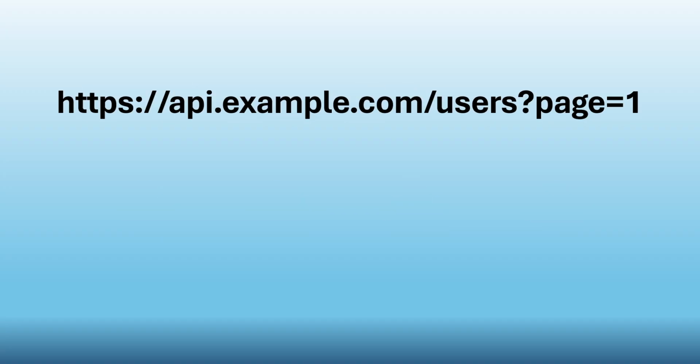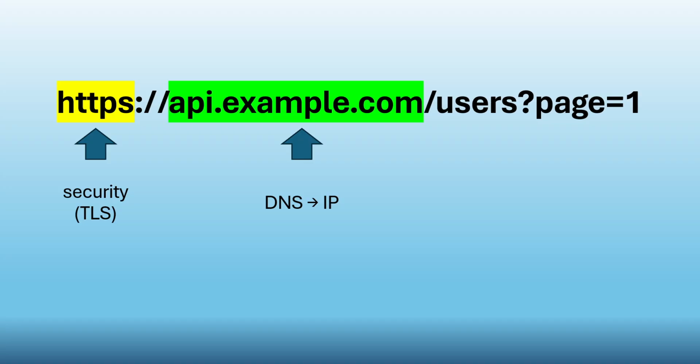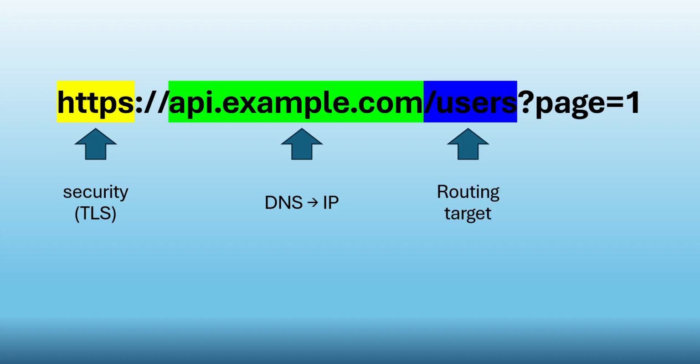Before HTTP even begins, the browser needs an address. That address is the URL. Let's break it down. The scheme is HTTPS. This tells the browser to use HTTP secure with TLS. The host is api.example.com. This is the most important part early, because it must become an IP address through DNS.